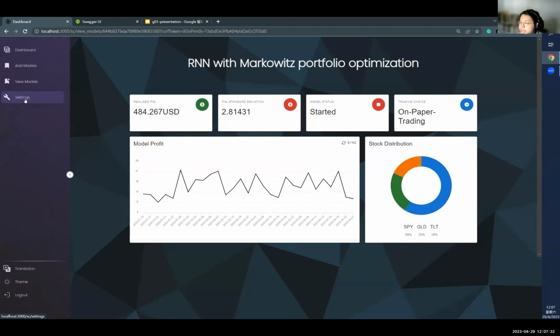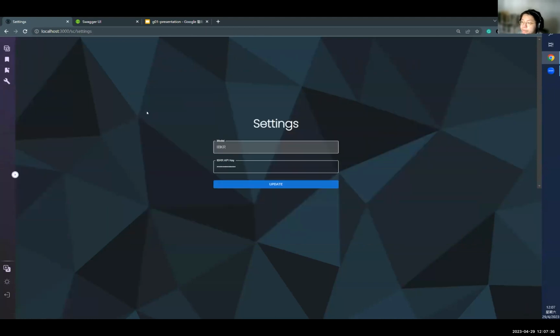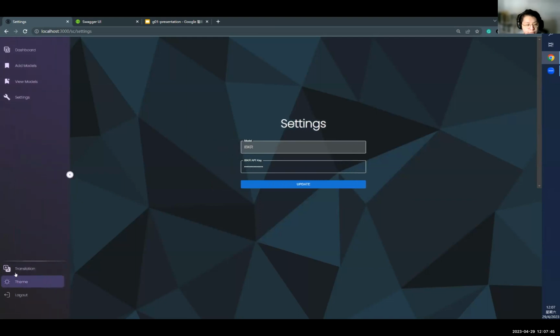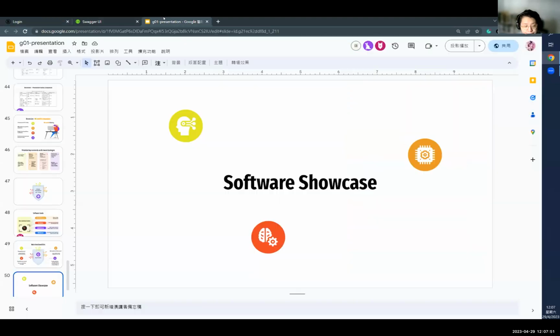If you want to set your IBKR API, you should go to the settings page. In the settings, we only support the IBKR API right now, but we may add support for other platforms in the future. We also have some simple translation and theme changes here. And basically, that's all of our software functionalities.